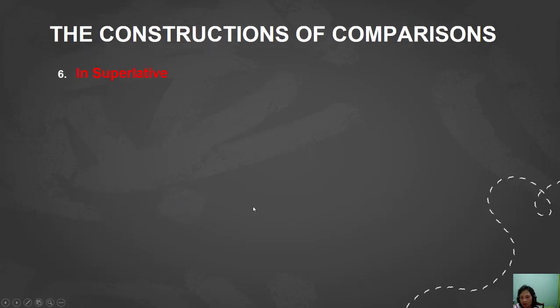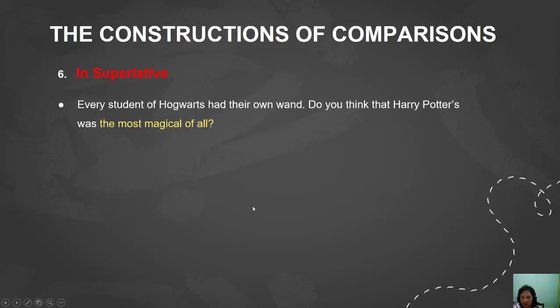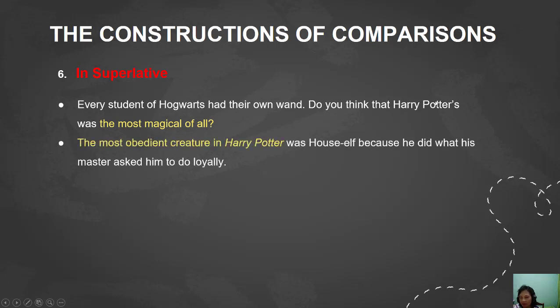The next is in superlative. Yeah, superlative means that we want to show that only one has the highest level among the others. Every student of Hogwarts had their own one. Do you think that Harry Potter's was the most magical of all? So, we want to compare Harry Potter's one and every student's one. There are so many ones because there are so many students of Hogwarts.